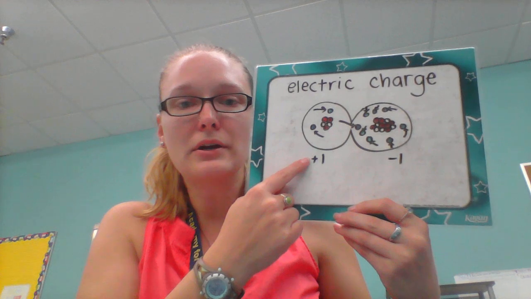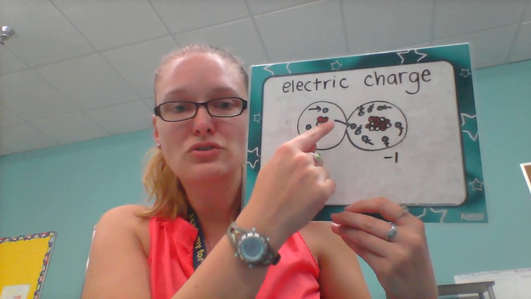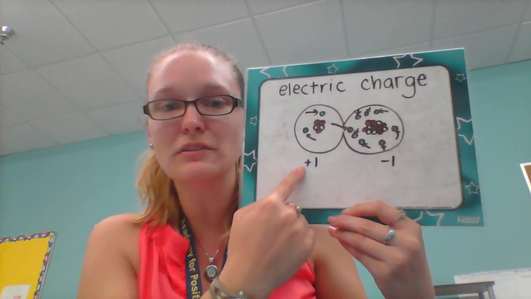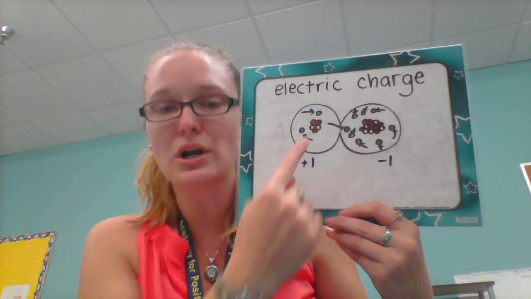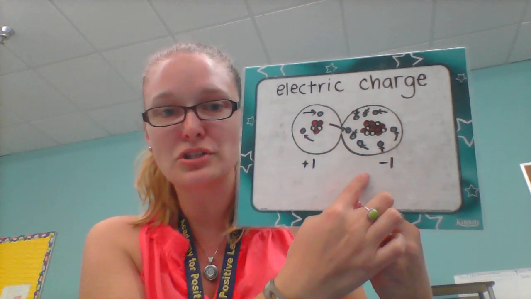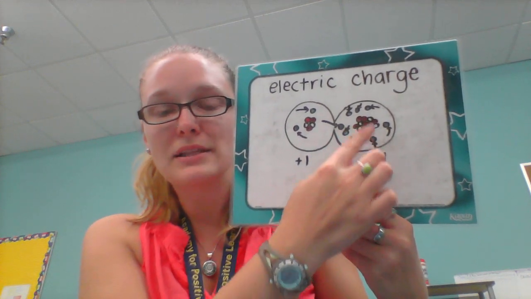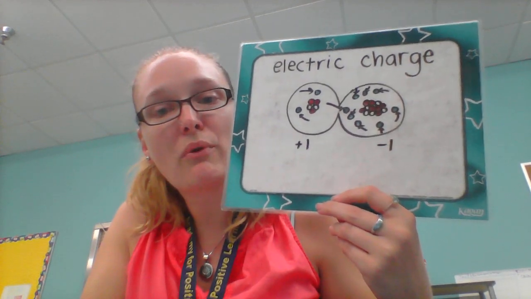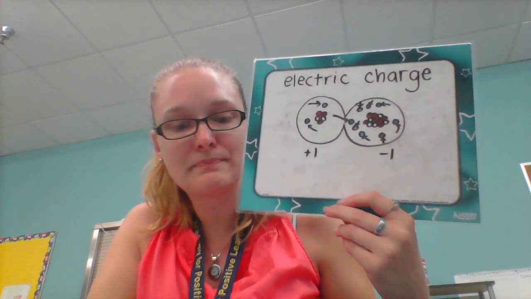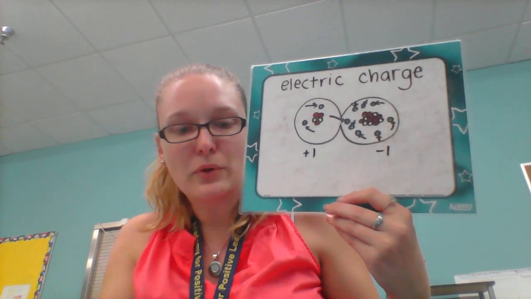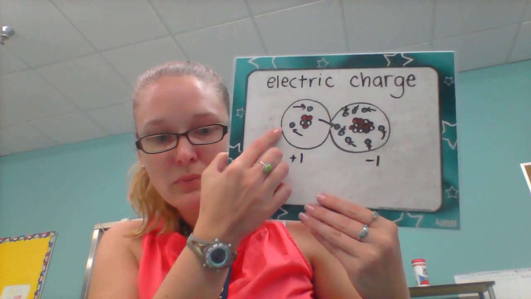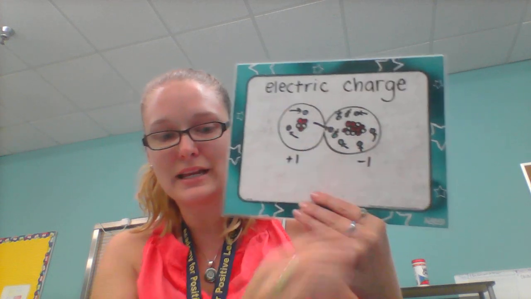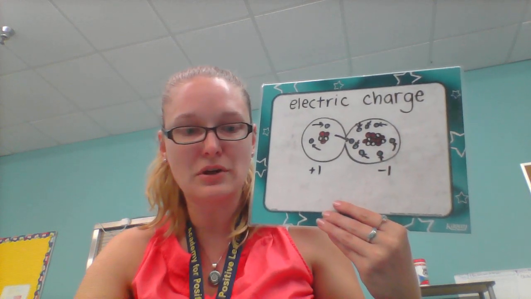So look here, this one electron has moved from this atom over to this atom, and so this one now has a positive charge because there's more protons than electrons, and this one now has a negative charge. There are more electrons than there are protons. So it's actually, there's more of those negative charged electrons. So we call this one, the one on your left, a positive charge, and we call this one a negative charge. Atoms sometimes gain or lose their electrons.